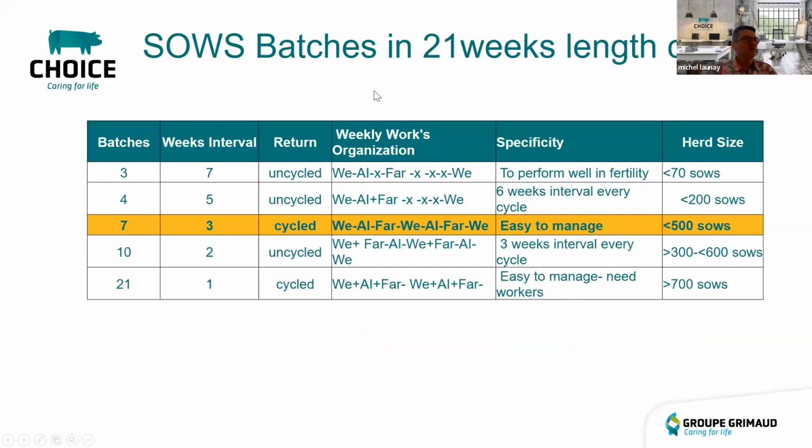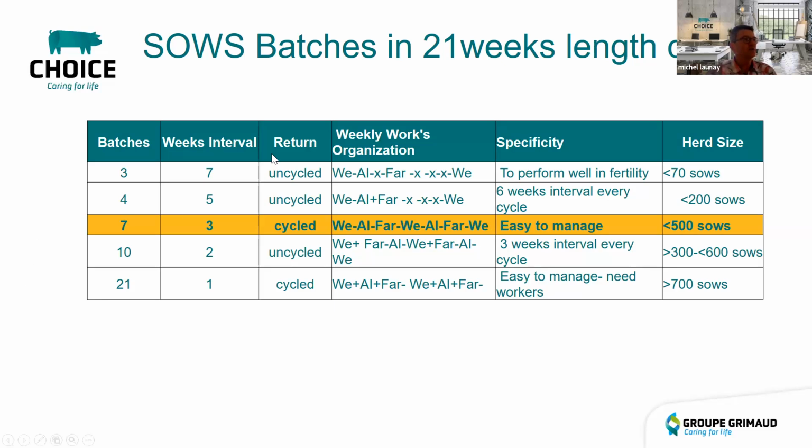So if I look at the different batch management systems in a 21-week length, the first one is 3 batches. So I have a week interval of 7 weeks. And if you multiply 7 by 3, you find 21. So it's quite logical.